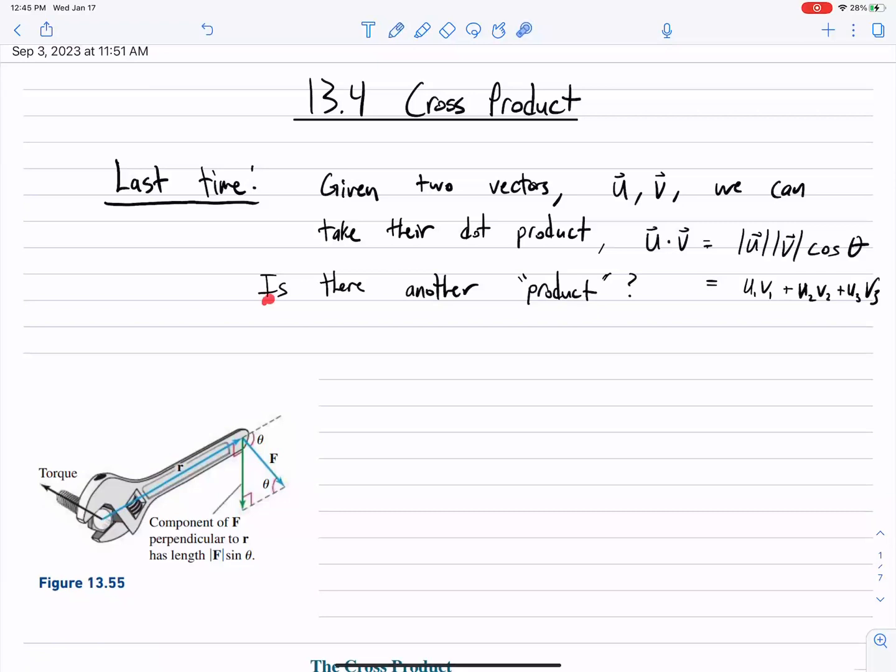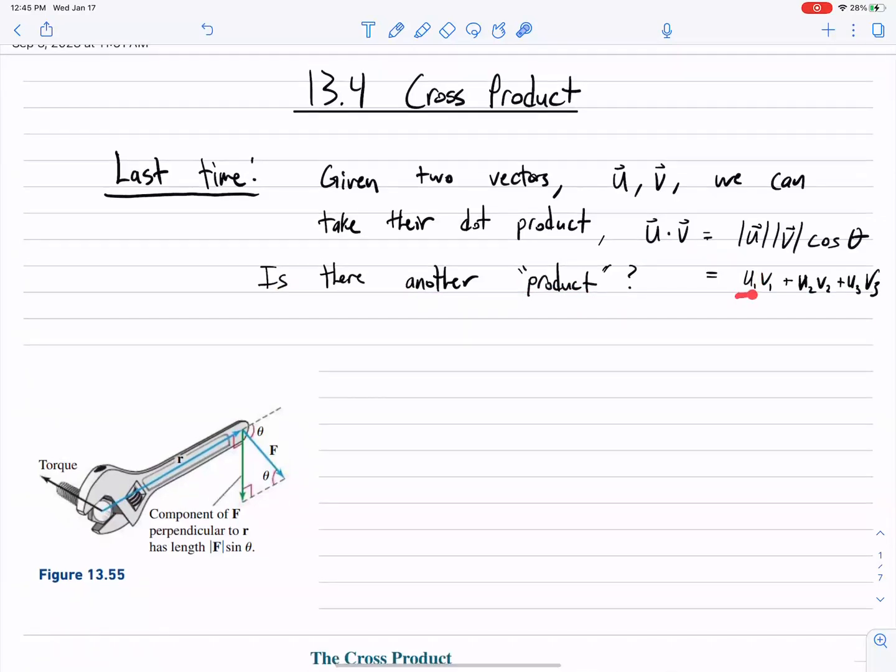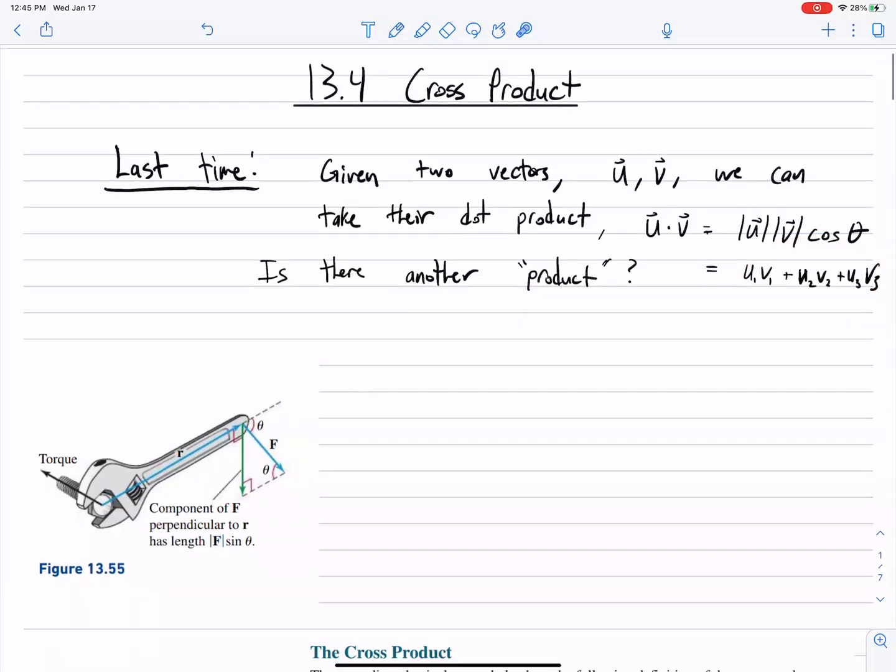And the question is, is there another product? What is so special about this kind of multiplication? Is there another multiplication or product? And it turns out there is. This product right here is sometimes called a scalar product because the result is a number. But there's actually a vector product where the result will not be a scalar, but will be a vector.